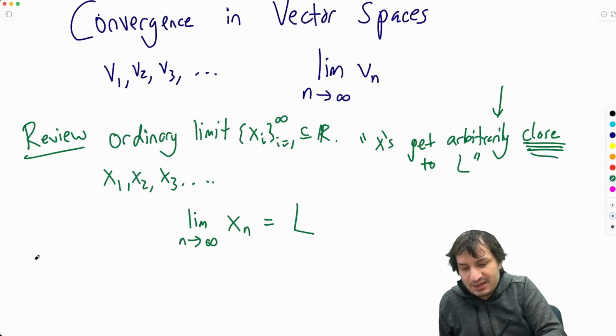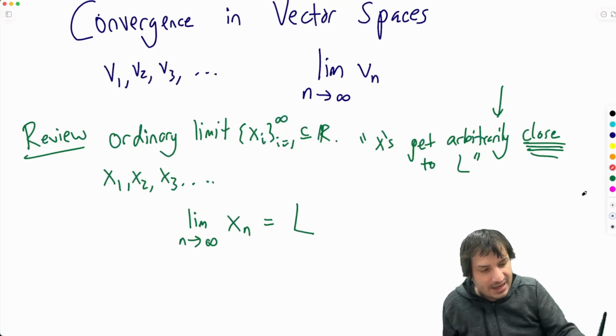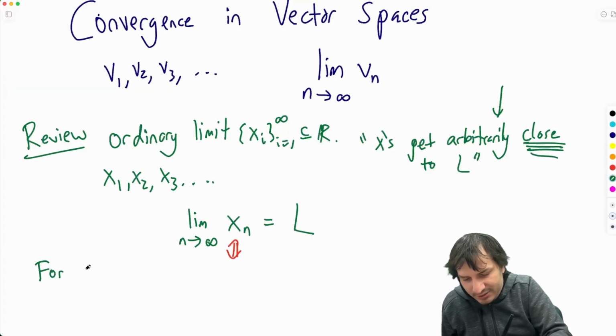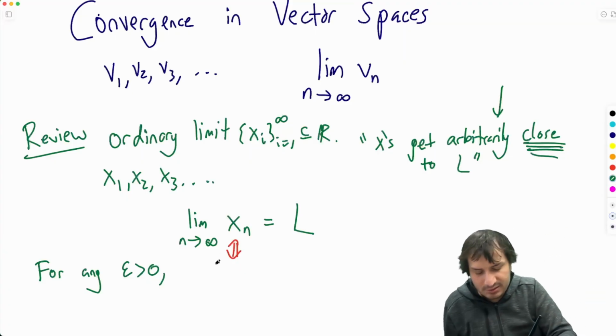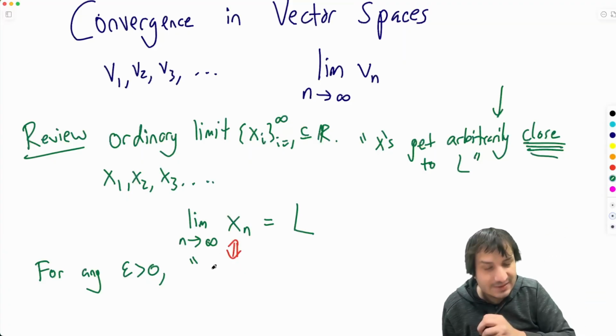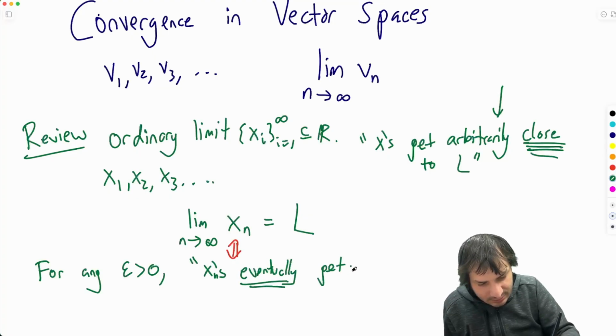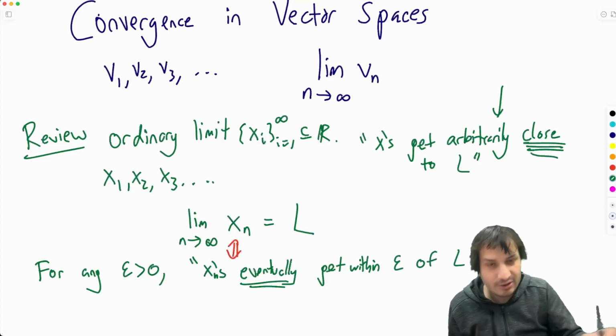The way we phrase this mathematically, the technical definition, is we use an epsilon and an N. The limit is L if and only if, for any epsilon greater than 0, we can get within epsilon. Let's put this in quotes, as another layer of informality: the xn's eventually get within epsilon of L.